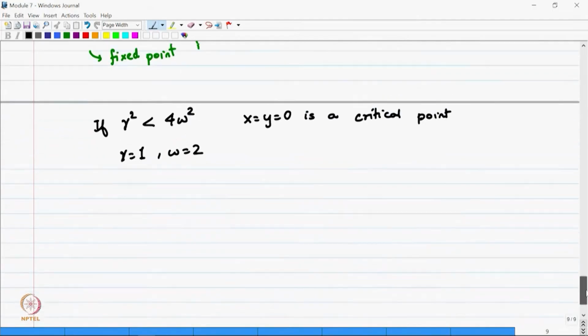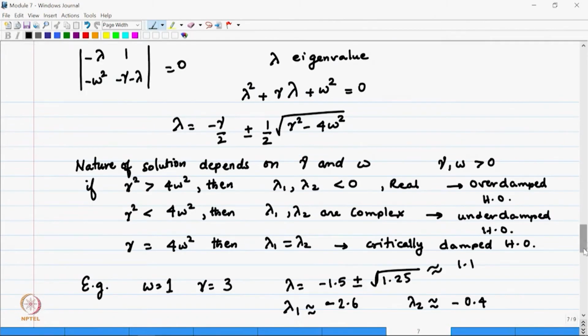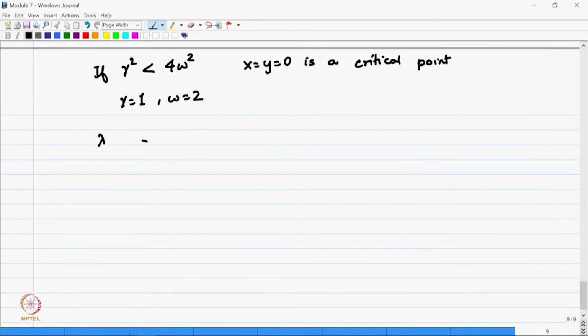Then the eigenvalues look like minus gamma by 2, so lambda equals minus half plus minus square root of, 1 minus 8 by 2, which is equal to minus 0.5, and you have the square root of 7. The square root of 7 is approximately 2.6, so you have plus minus 1.3 times i. These are the eigenvalues.